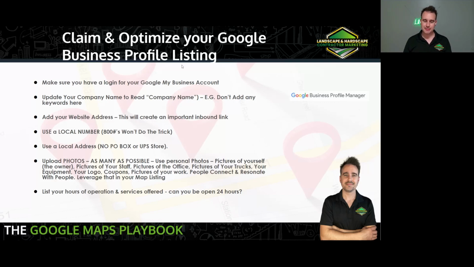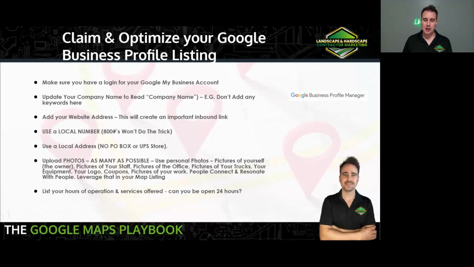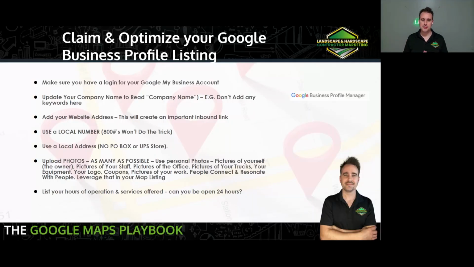Make sure your company name is correct. Make sure you have this attached to a website. It's actually a pretty common thing I see, is businesses don't have their website connected to their Google business profile, and Google's going to have a hard time finding out what your business is about if it can't link to your site. So do that one. Use a local number, so avoid those 800 numbers. Local address. Google doesn't let you use PO boxes or UPS stores, so don't use those at all.